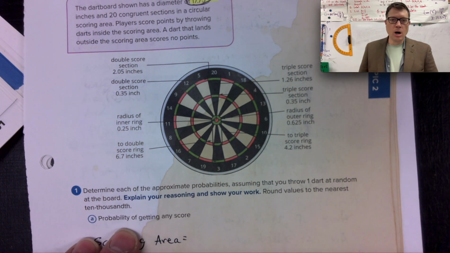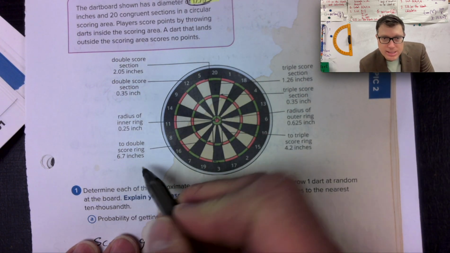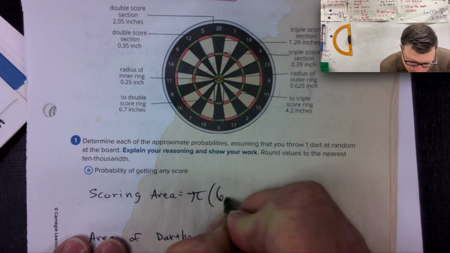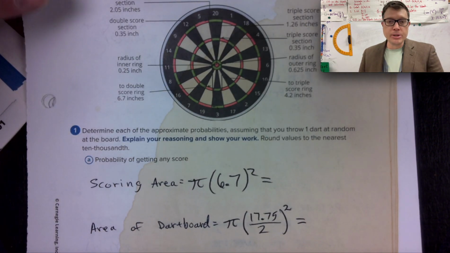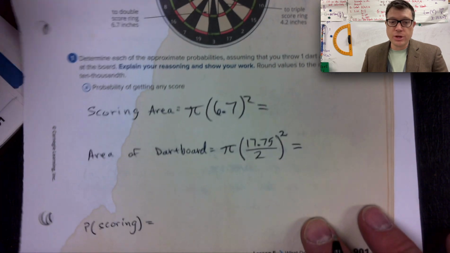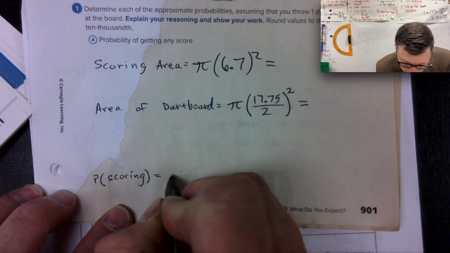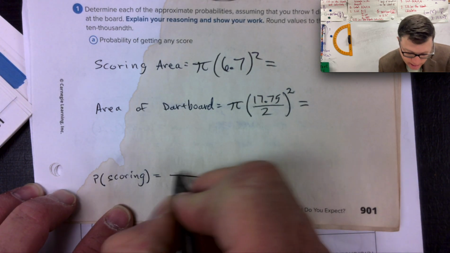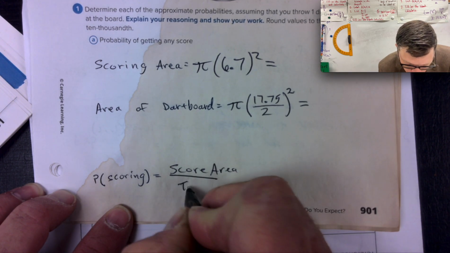Okay? So our double score ring from center out to the edge is 6.7 inches. So our scoring area, that's a radius by the way, is pi times 6.7 squared. We need both of those numbers because with both of those numbers, we're able to calculate the probability of scoring. It's going to be the scoring area divided by the total area. So score area over total area.